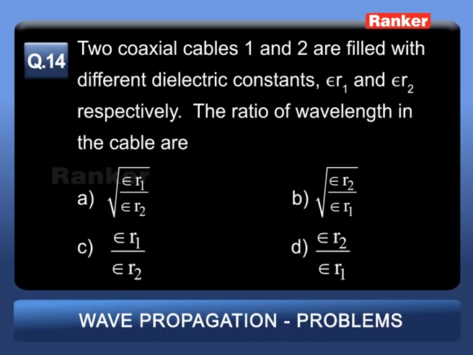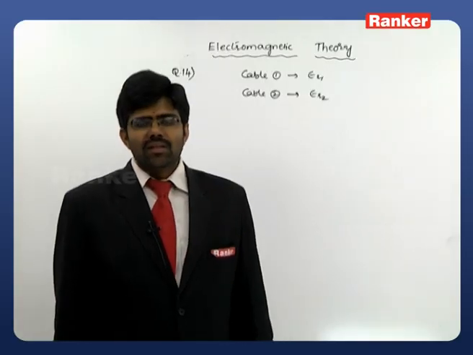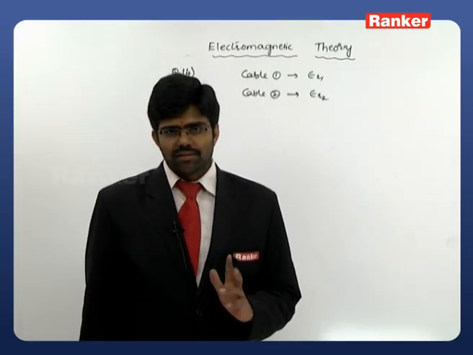Two coaxial cables 1 and 2 are filled with different dielectric constants epsilon r1 and epsilon r2 respectively. The ratio of wavelengths in the cables is: option A, under root of epsilon r1 by epsilon r2; option B, under root of epsilon r2 by epsilon r1; option C, epsilon r1 by epsilon r2; and option D is epsilon r2 by epsilon r1.